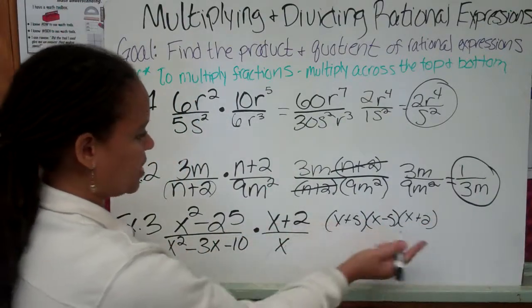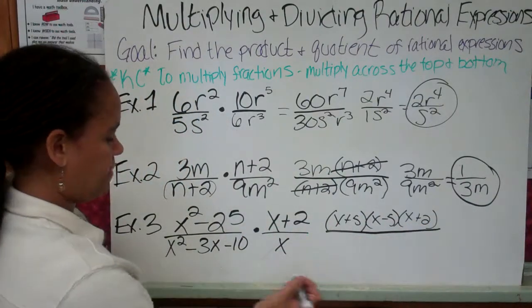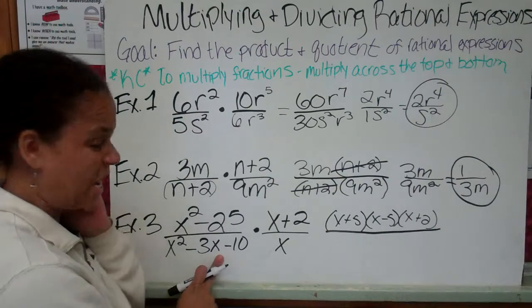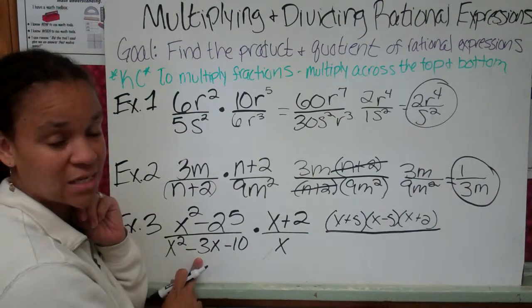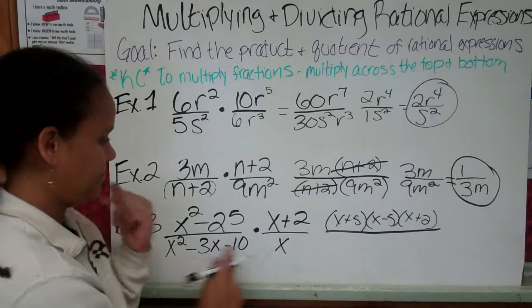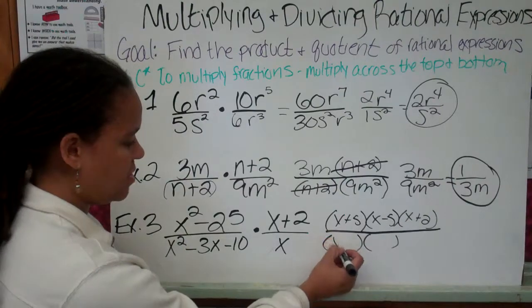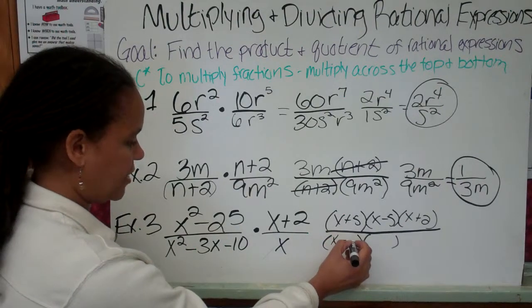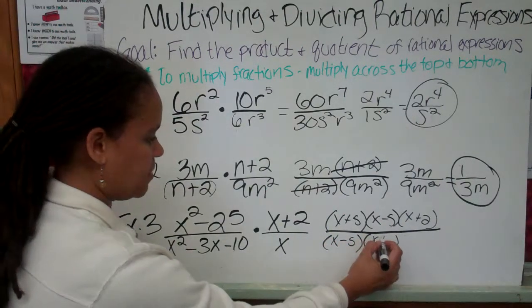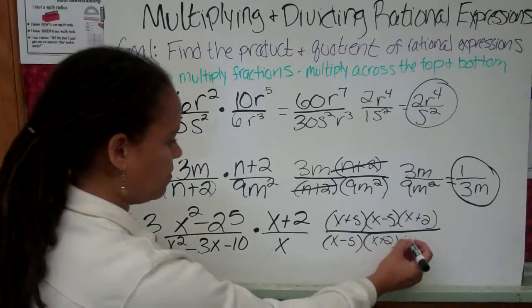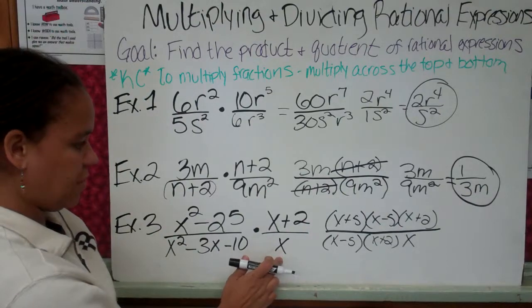So I multiplied across the top, over, let's see, can we factor this? Can you think of two numbers that multiply to negative 10 and add to negative 3? Think of them. Multiply to negative 10, add to negative 3? Hopefully you said x minus 5, x plus 2. That multiplies to negative 10, adds to negative 3. And don't forget we have the x over here.